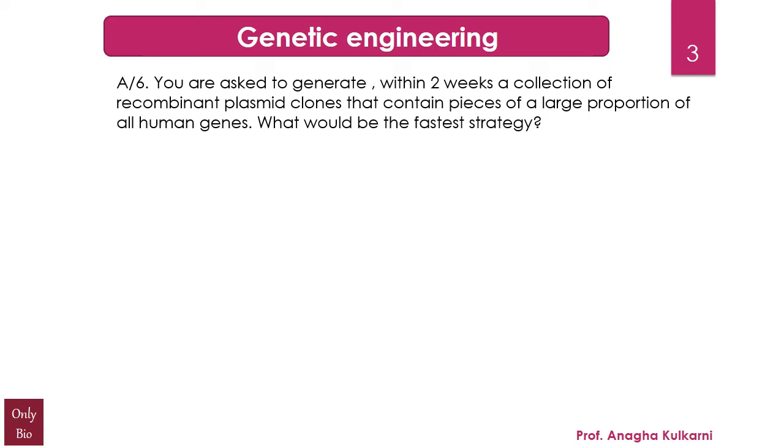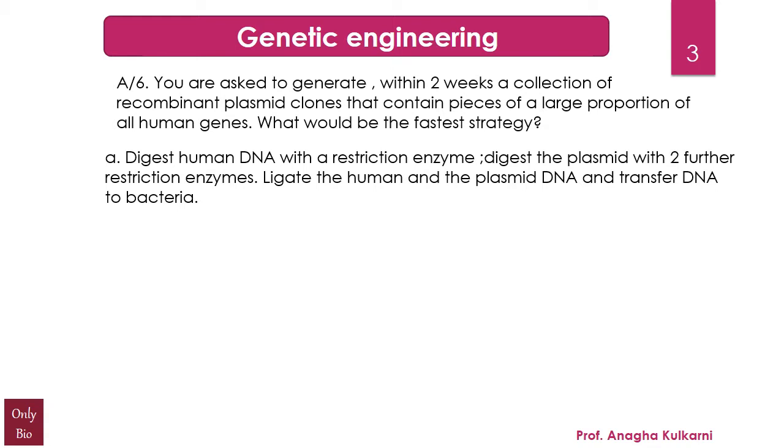You are asked to generate within 2 weeks a collection of recombinant plasmid clones that contain pieces of a large proportion of all human genes. What would be the fastest strategy? Your options are A. Digest the human DNA with a restriction enzyme. Digest the plasmid with 2 further restriction enzymes. Ligate the human and the plasmid DNA and transfer DNA to the bacteria.